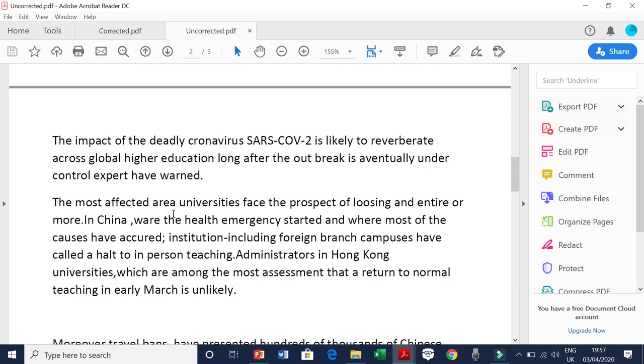Then, the most affected area, "universities face the prospect of losing." You see, look at the spelling again, wrong spelling. It should have been a single O, and "entire" or "more." I don't know if you read this sentence, what comes to your mind? This is ambiguous. This is wrong in terms of its meaning. So in China, now look at this. What does it mean? If you read this whole sentence, you will come across confusion.